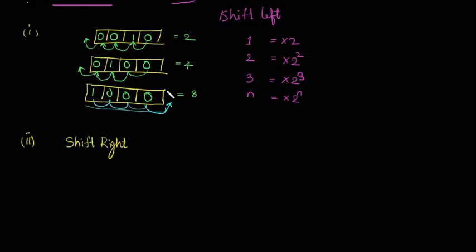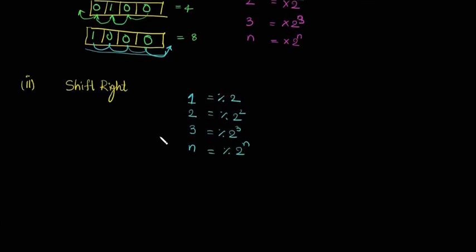We can conclude that if we shift right, the number is divided by 2. 8 divided by 2 is 4. 4 divided by 2 is 2. So if we shift one position towards the right, we are dividing by 2. If we shift by 2 positions, then we are dividing by 2 squared. By 3, we are dividing by 2 power 3. By n, we are dividing by 2 power n.